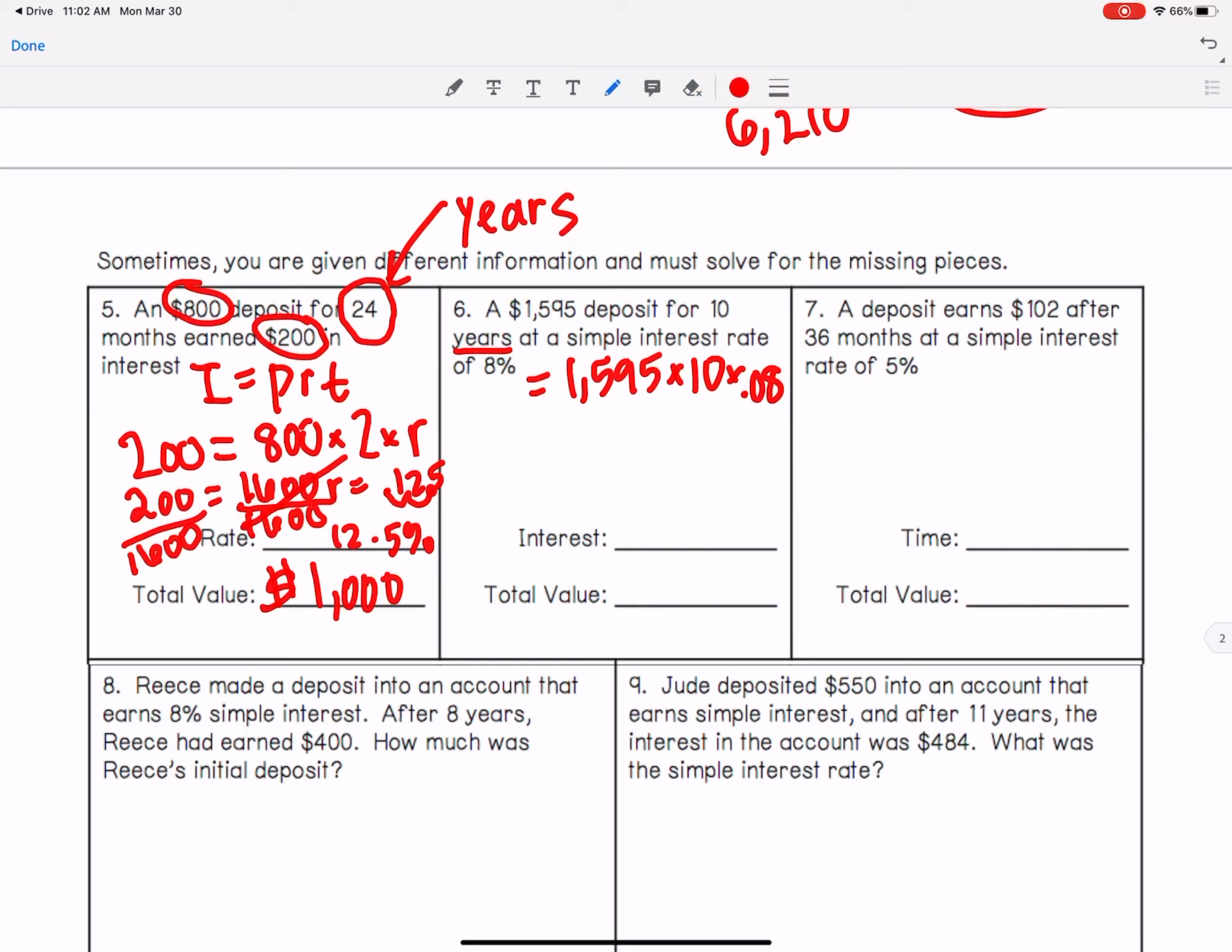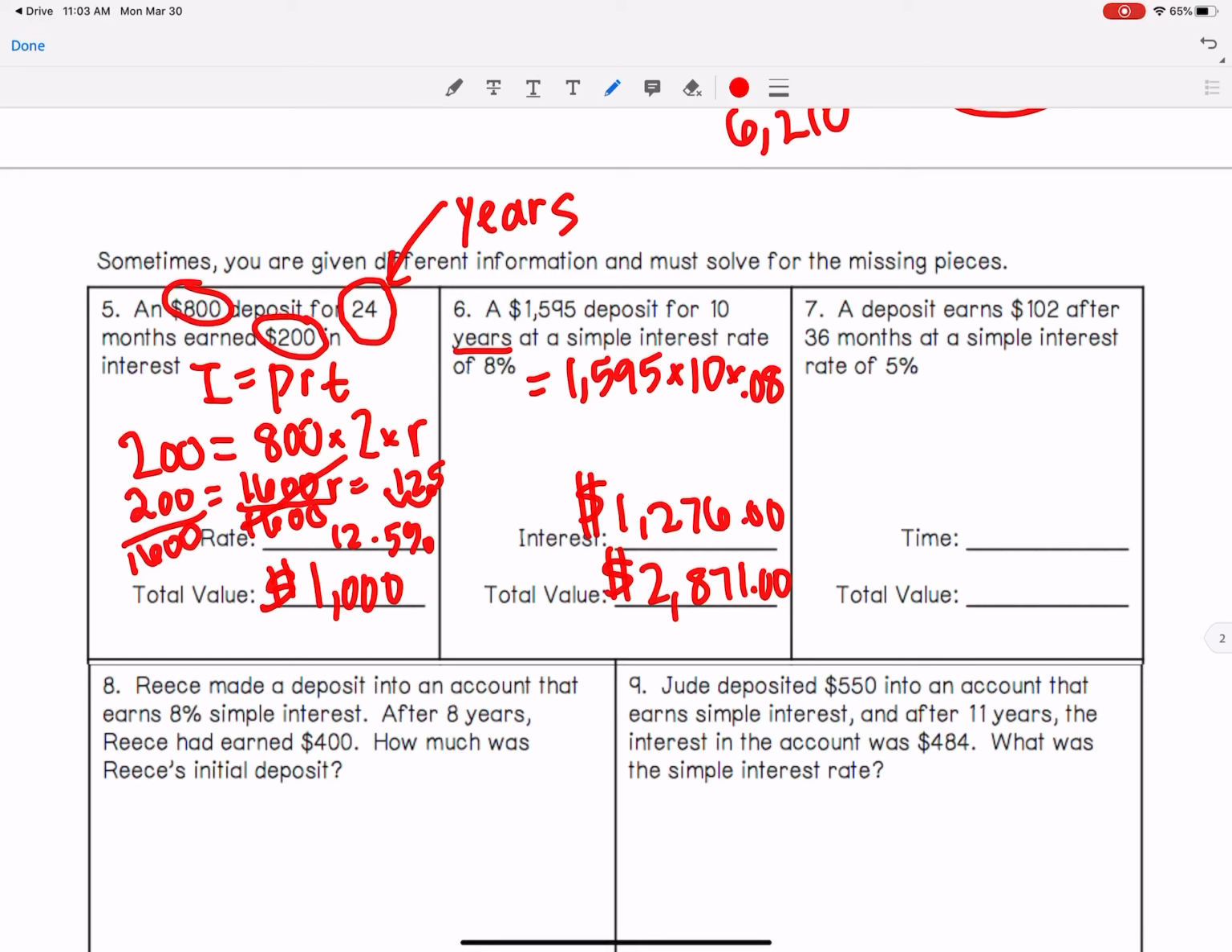So if you typed all that into your calculator, 1595 times 10 times 0.08, you would get your interest of $1,276. Now, total value means we have to add our two prices together. So let's add $1,595 plus $1,276. That gives us a total value of $2,871. Okay, question number 7 says, a deposit earns $102 after 36 months at a simple interest rate of 5%.